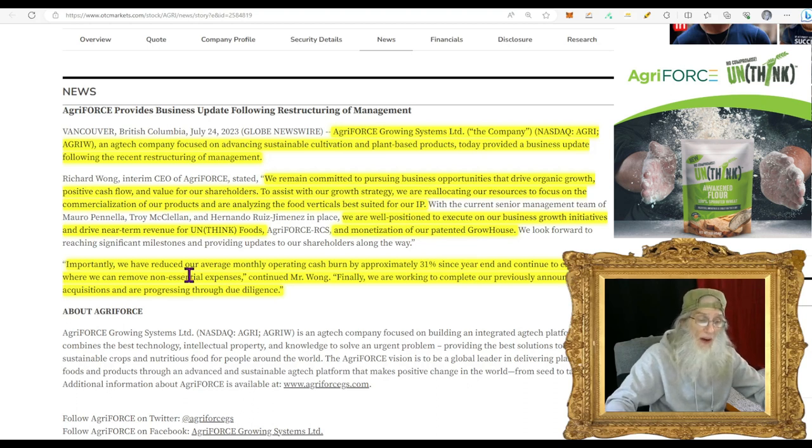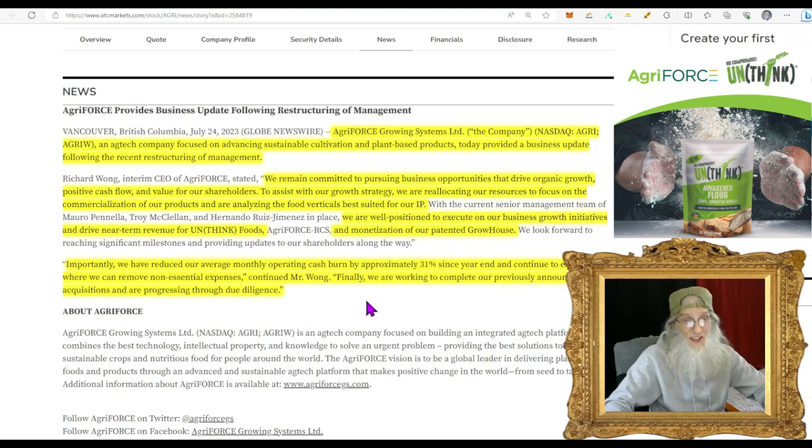Importantly, we have reduced our average monthly operating cash burn by approximately 31% since year end and continue to explore areas where we can remove non-essential expenses. Finally, we are working to complete our previously announced acquisitions and are progressing through the due diligence.